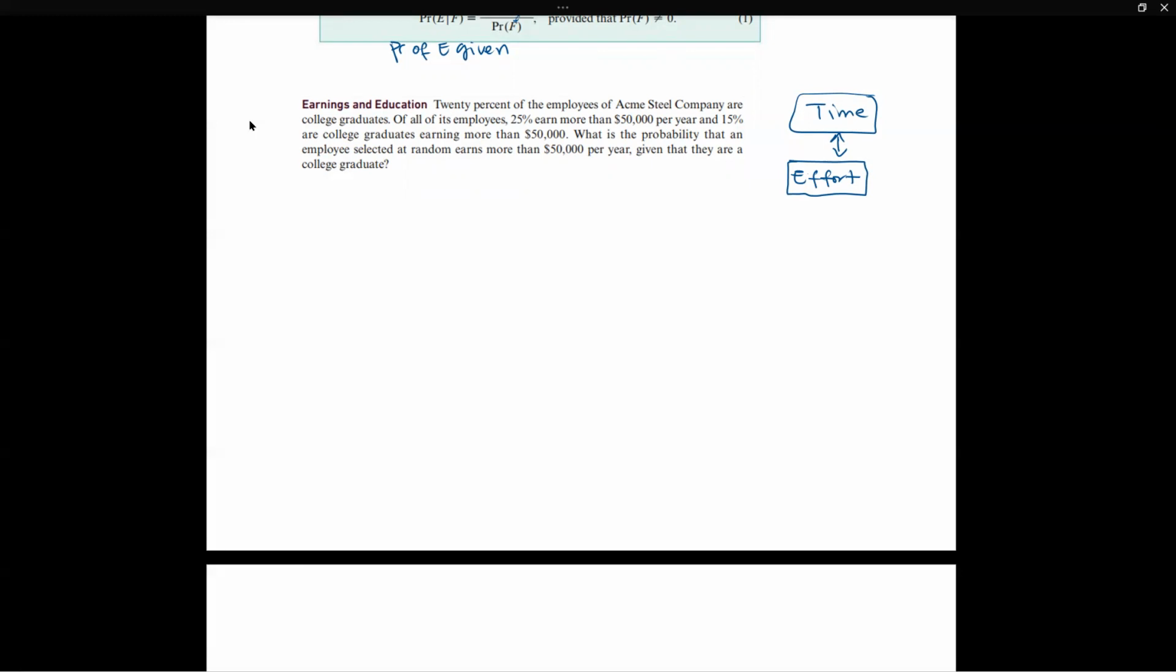So 20% of employees of the Acme Steel Company are college grads, and of all of its employees, 25% earn more than $50,000 per year, and 15% are college grads earning more than $50,000. What is the probability that an employee selected at random earns more than $50,000 per year, given that they are a college grad? So you see, given that.